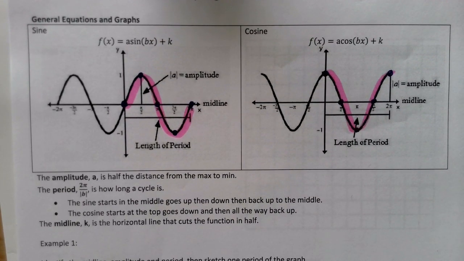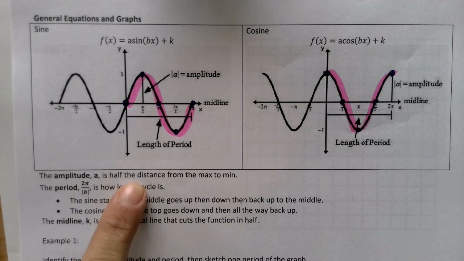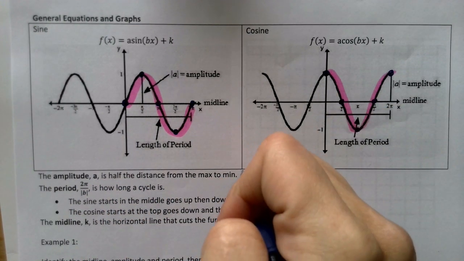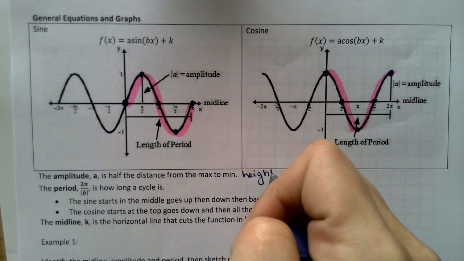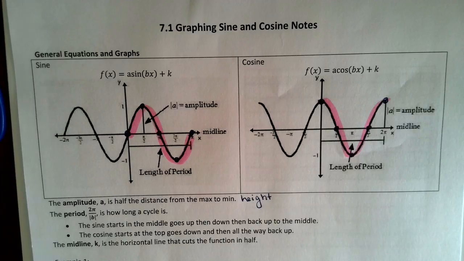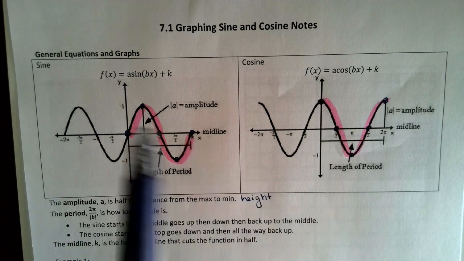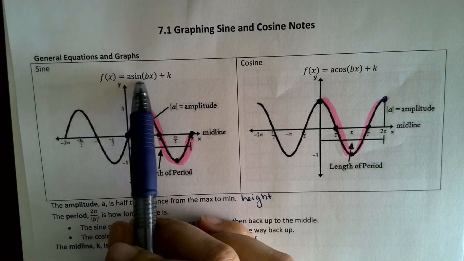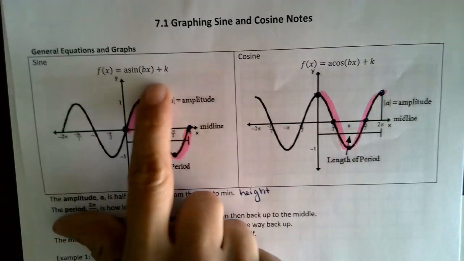So what parts of our function show on our graph? Well, our amplitude, A, is half the distance from the maximum. In other words, I think of this as our height. This height can be found in the function of being the coefficient in front of the trig function. Okay, so in cosine it's in front of it, and sine it's in front of it.